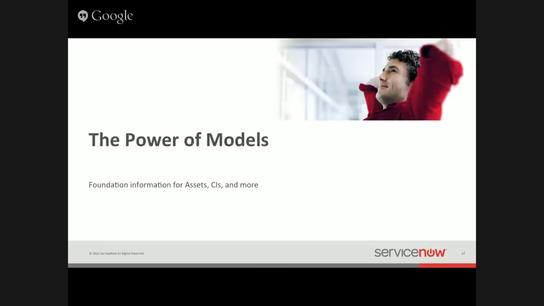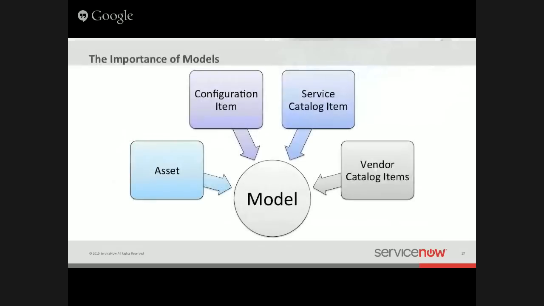So models are providing some foundational information that we can use. And it comes down to a default configuration as well. Because these models that we're working with are not only supporting asset management and configuration management, but they can also support our service catalog. And we can create service catalog items directly from these models. And that's where that short description can come into play. We can create vendor catalog items from these things as well.